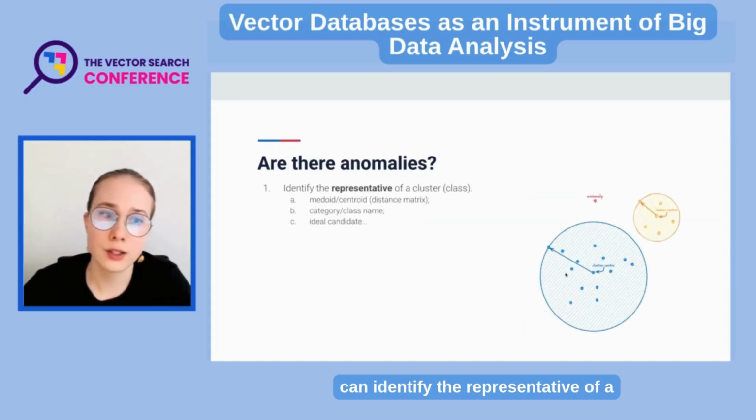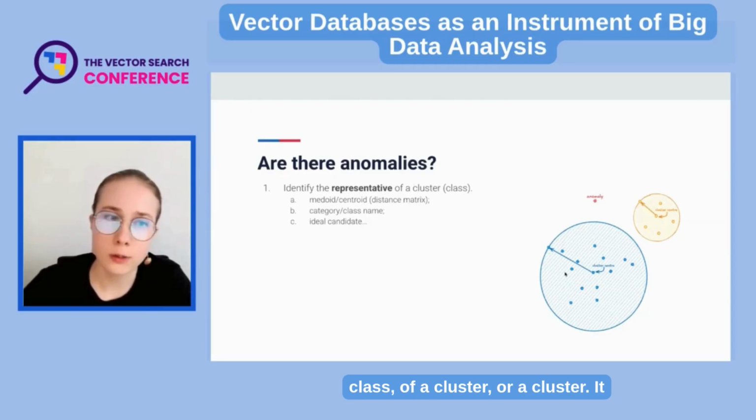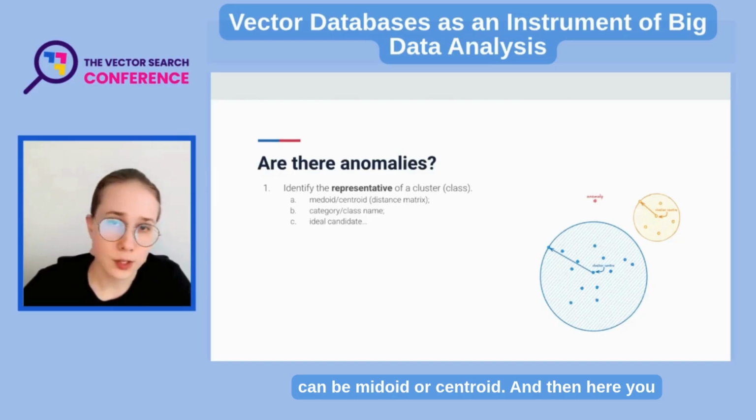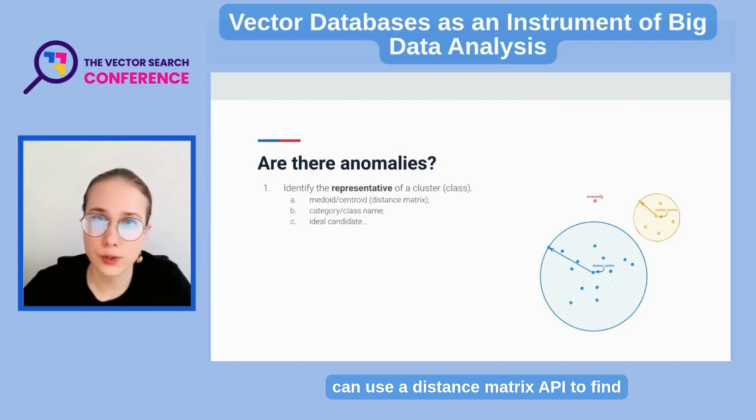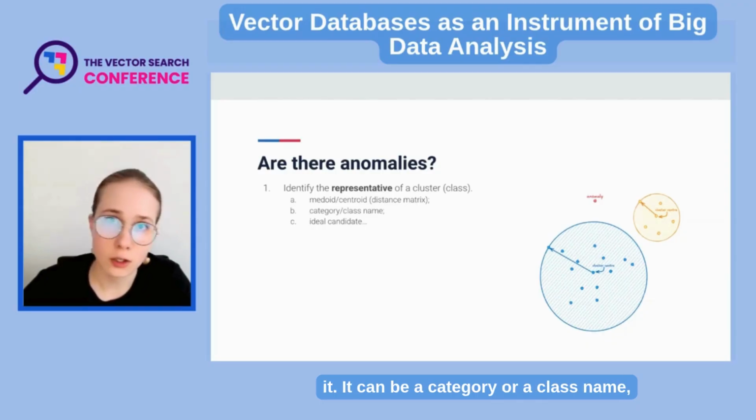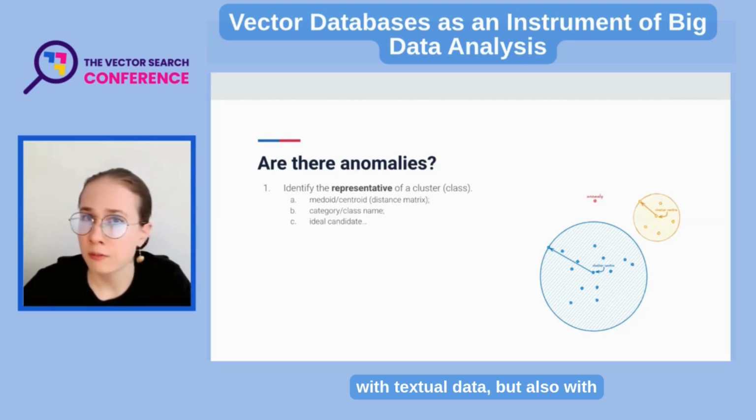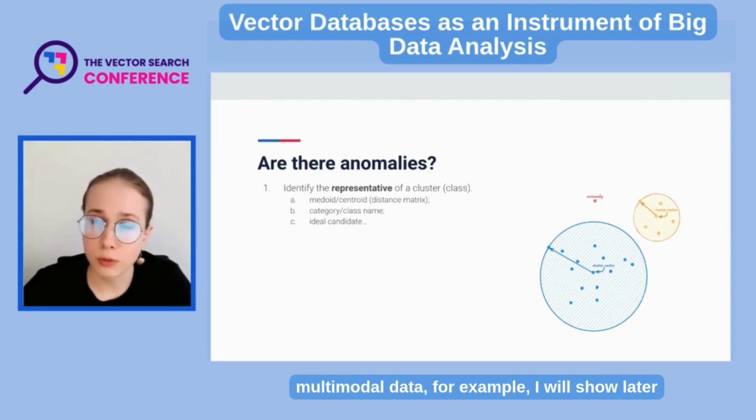We can identify the representative of a class, or a cluster. It can be medoid or centroid. And then here you can use a distance matrix API to find it. It can be a category or a class name, which is actually possible to use not only with textual data, but also with multimodal data.